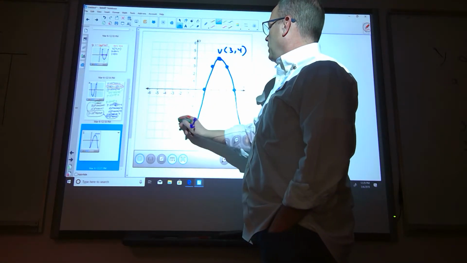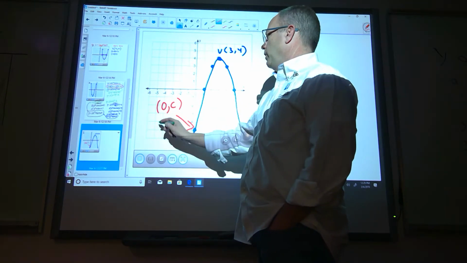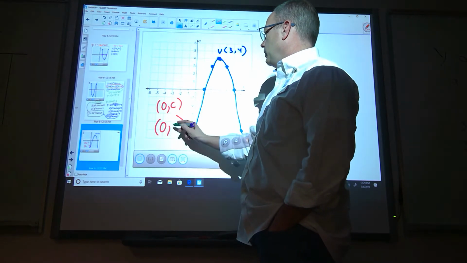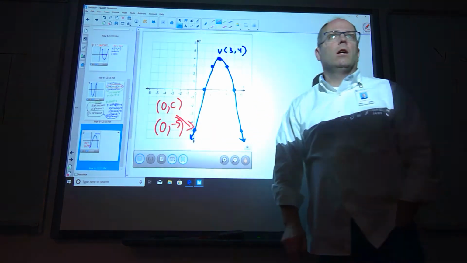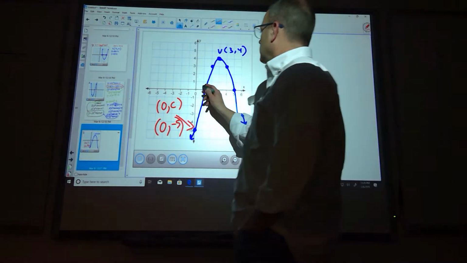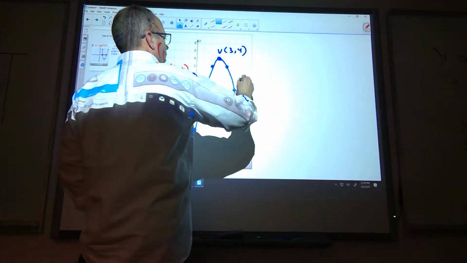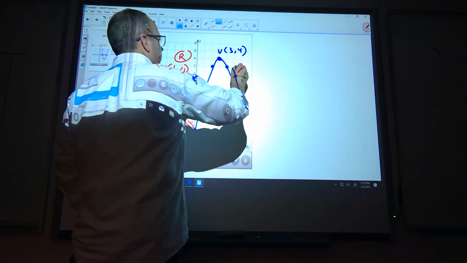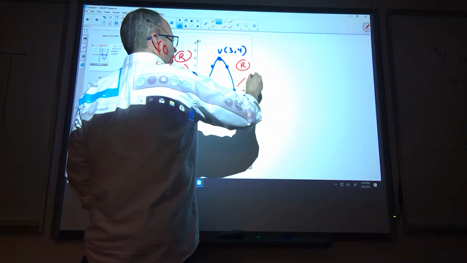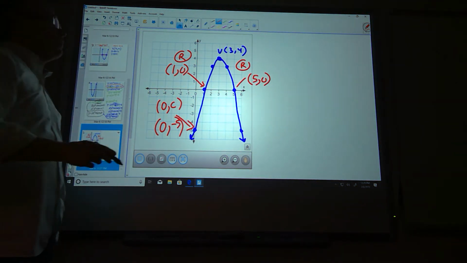I know, because we've seen this a few times, that 0, comma, c is how we find the y-intercept. So this is 0, comma, negative 5. Agree? So what does my c value have to equal no matter what? Negative 5, right? Okay. Cool. I have a root here. So that's the point 1, comma, 0. And I have a root here, and that root there is at 5, comma, 0. I know my vertex.